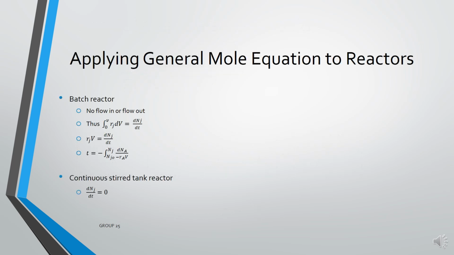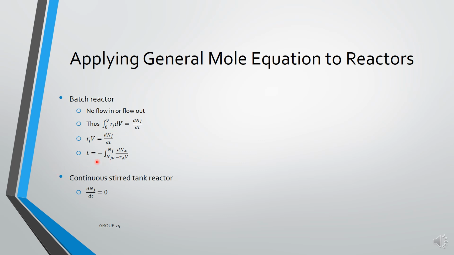Let's look at how this mole balance equation relates to the various reactors. Batch reactor. For the batch reactor, we know that there is no flow in or flow out. As a result, Fj and Fj0 will be equal to 0. And this will lead to this relation.